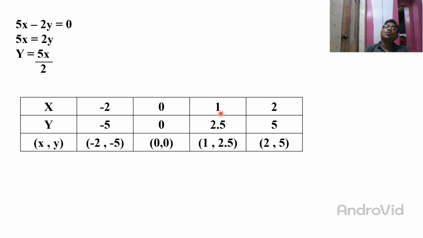Then x is equal to what? 1. So I write here x value 1. 5 1s are 5, divided by 2. 2 4s are 8, no, 2 2s are 4. 5 minus 4, what remains? 1. Decimal point, it becomes 10. 2 5s are 10. So we get y value 2.5. Then x value I am taking 2. So 5 2s are 10. 10 divided by 2, 2 5s are 10. In such a way we get this table.